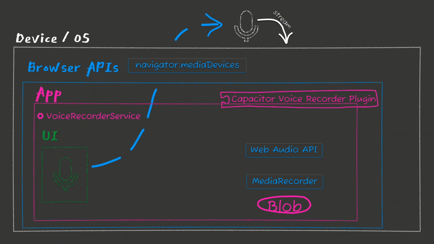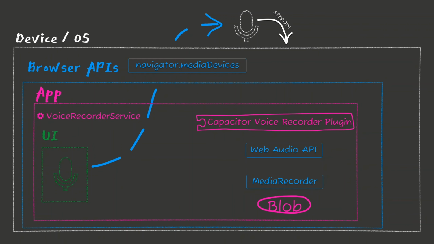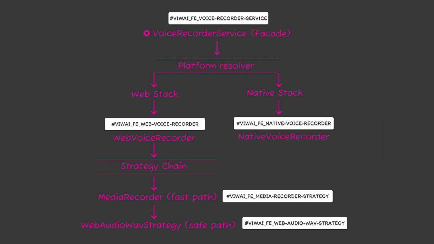It acts as a facade that orchestrates the recording process and delegates the actual implementation to either web APIs or native plugins. This allows the same feature to work consistently across desktop, Android, and iOS. In essence, Voice Recorder Service is a facade over two underlying implementations, the web stack and the native stack.